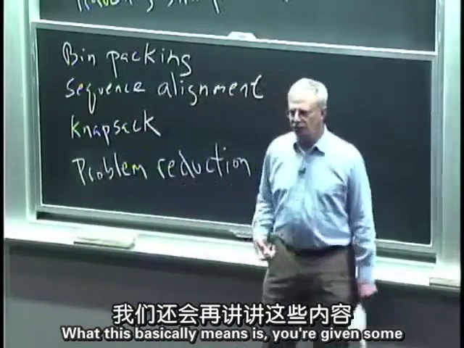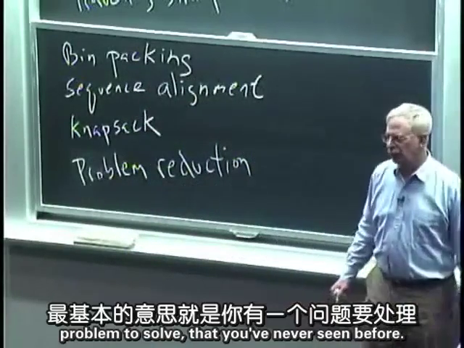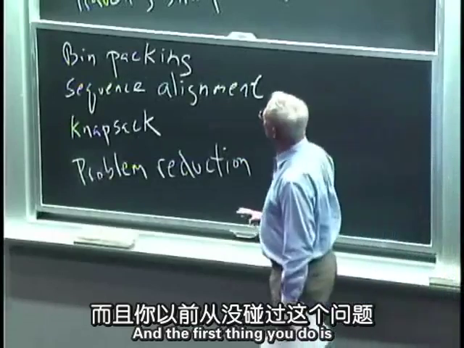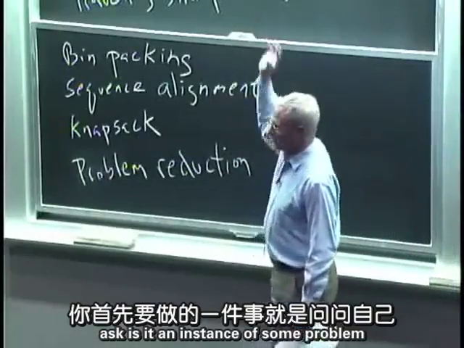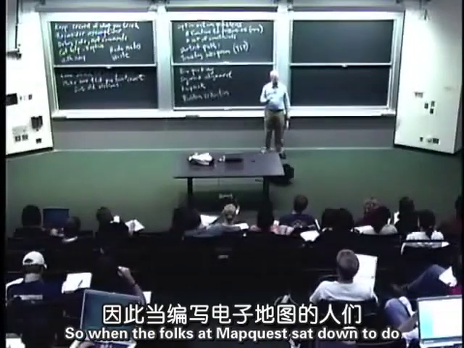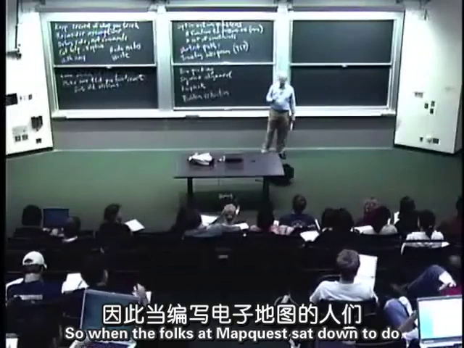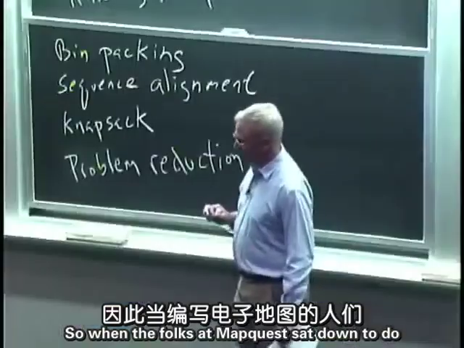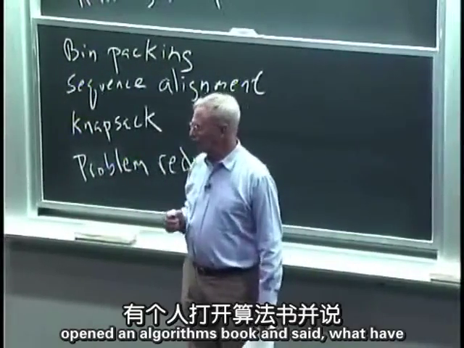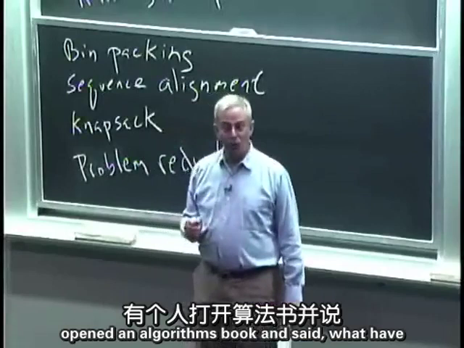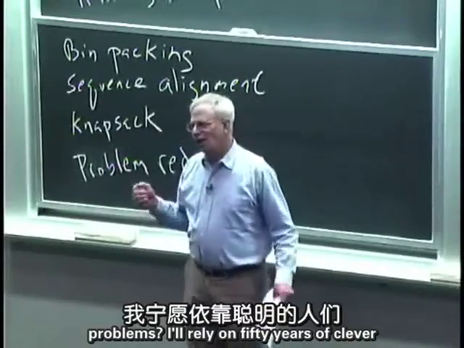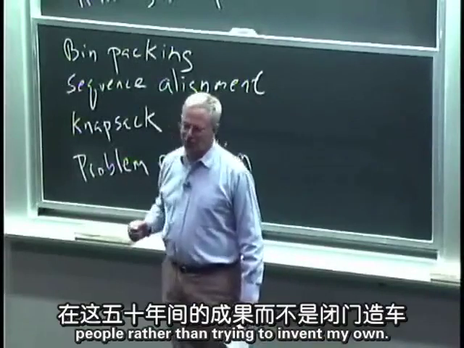What this basically means is you're given some problem to solve that you've never seen before, and the first thing you do is ask, is it an instance of some problem that other people have already solved? So when the folks at MapQuest sat down to do their program, I guarantee you somebody opened an algorithms book and said, what have other people done to solve shortest path problems? I'll rely on 50 years of clever people rather than trying to invent my own.